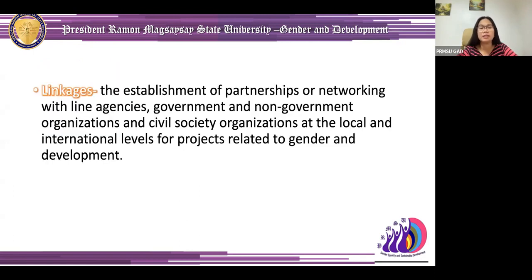And then, of course, we can establish linkages. It's the establishment of partnership or networking with line agencies, government and non-government organizations, and civil society organizations at the local and international levels for projects related to gender and development. Hopefully, we can establish also linkages internationally when it comes to gender and development. So right now, we have invited an international speaker who has delivered a talk to us about the topic gender in research.